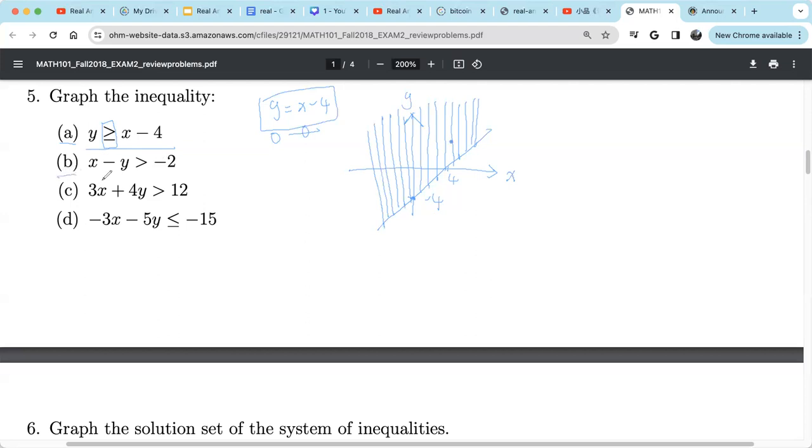Now let's see b. For b, I need to solve for y first. Because this y is not solved, so I need to solve for y. So I move x to the other side, it becomes negative. Or I subtract x on both sides, I have this. No, I want to multiply by negative 1. Then I need to flip the sign. That becomes less than. Everything becomes positive now. So I'm going to graph y equals x plus 2 first. But I'm going to graph with a dotted line. Because y equals x plus 2 is not part of this inequality.